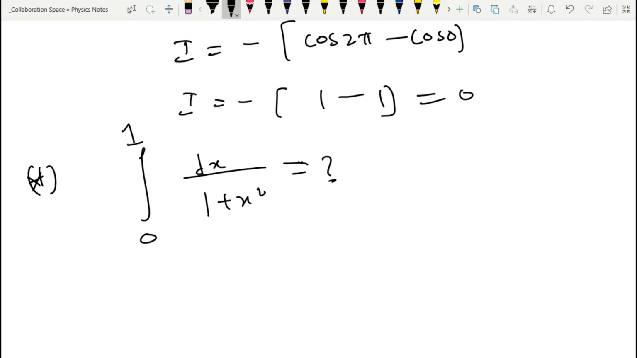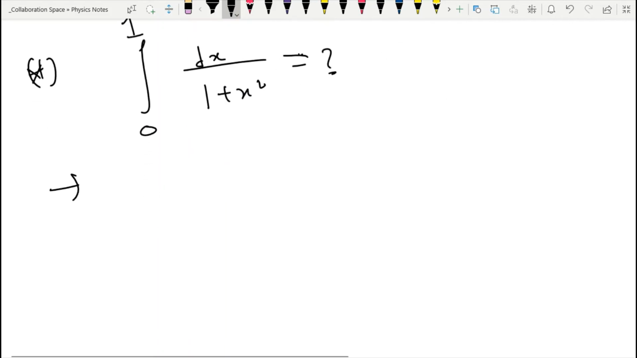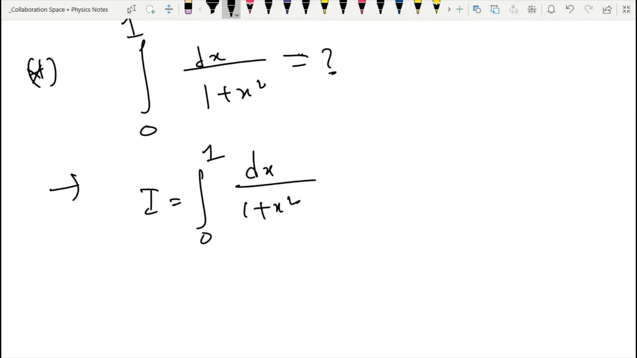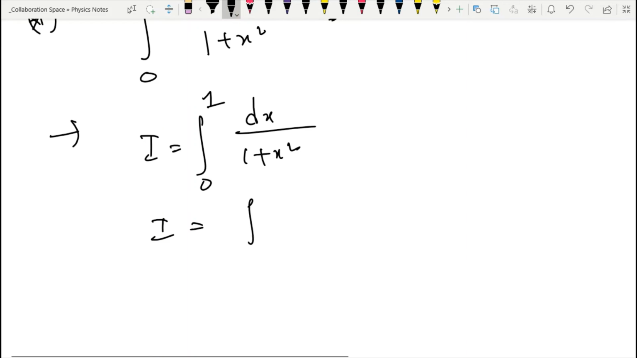Hare, I already told you that problem, na? Again, why are you thinking, students? Take this value as integration 0 to 1 dx by 1 plus x square. The value 0 to 1 means you can take this integration. Integration 0 to 1 dx by 1 plus x square means tan inverse x.